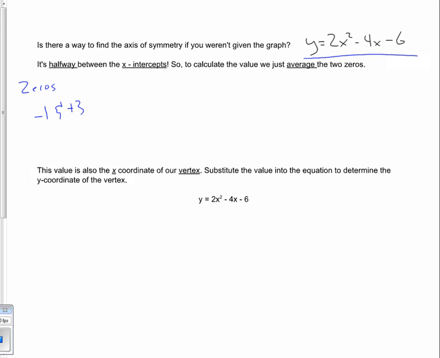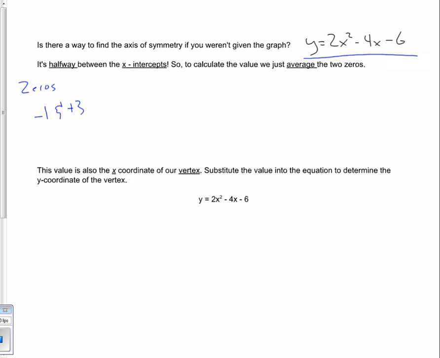Okay, so we determined that from the equation above. You could also factor it and get the same thing. So what's really important about the axis of symmetry is that it is halfway between the x-intercepts. It's right in the middle. Okay, and so to calculate it, if you didn't have the graph, you could just calculate it by figuring out the average distance between the two zeros.